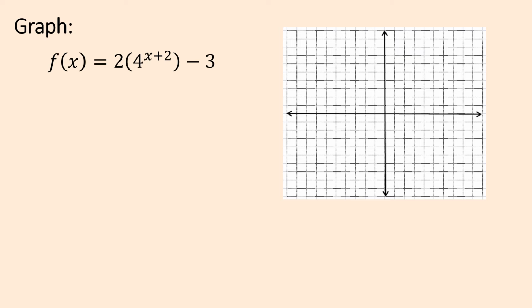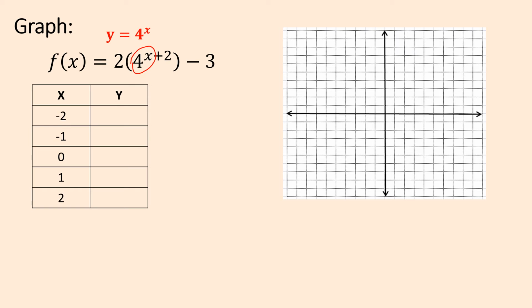The first thing we want to figure out is what's the actual parent function. The parent function has to do with what's the exponent attached to, and in this case, the x is attached to that 4. So the parent function is y equals 4 to the x power, and we're going to start off by graphing that. So we're going to plug in negative 2 to 2 for those x's. So attach those as exponents to the 4, and we get these values.